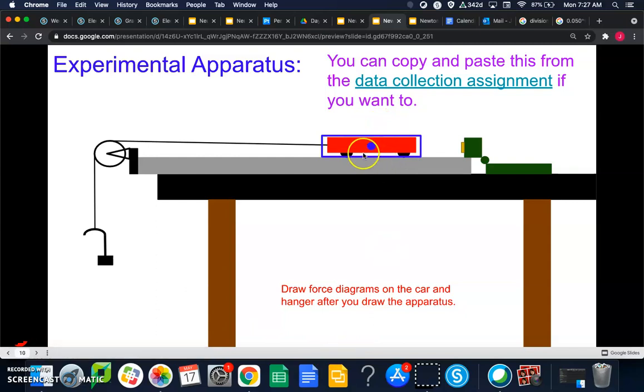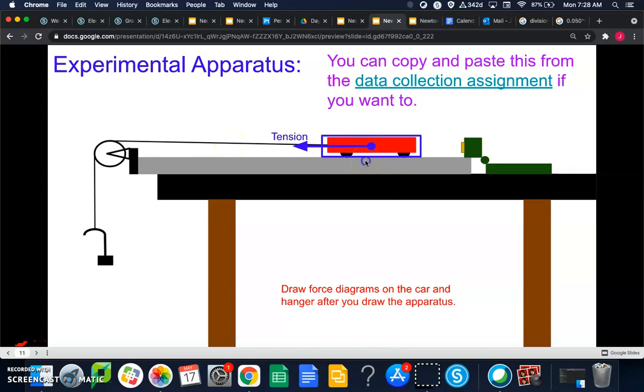Now, the car is being pulled, in my drawing it's to the left, and yours might be to the right if you drew it like it was in the experiment. For mine I drew it so that it's being pulled to the left, and it's being pulled by the tension in the string.